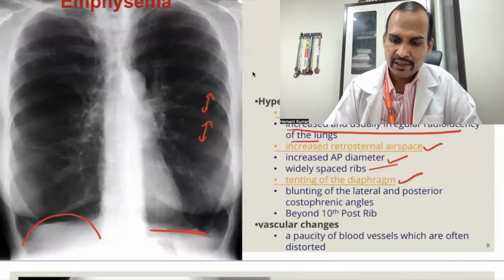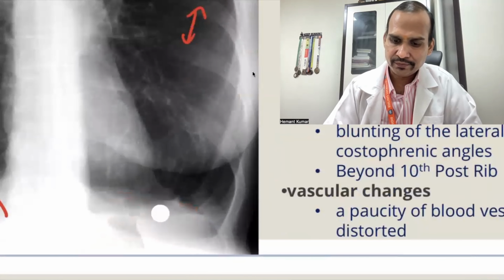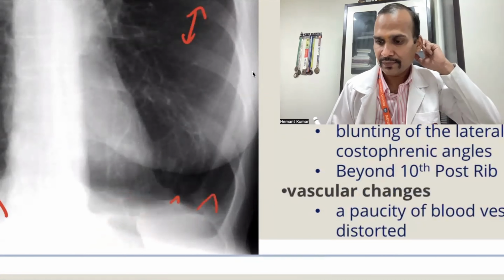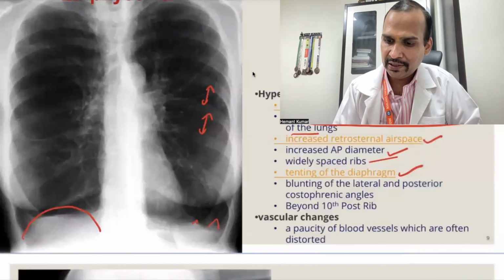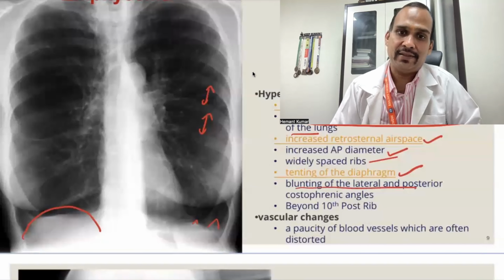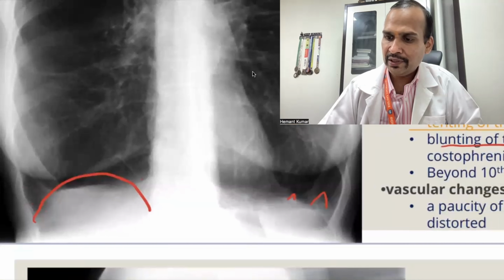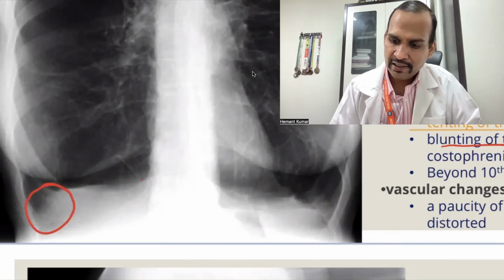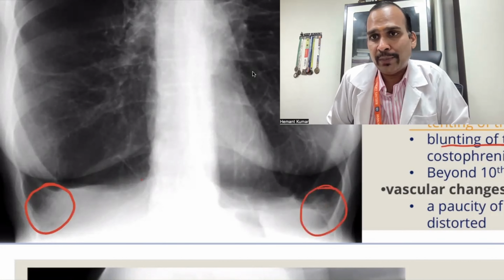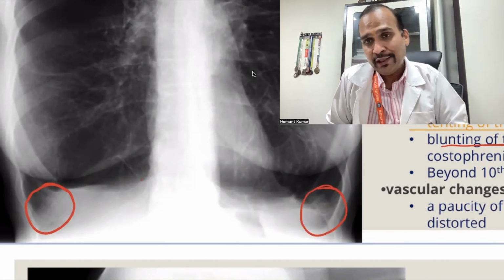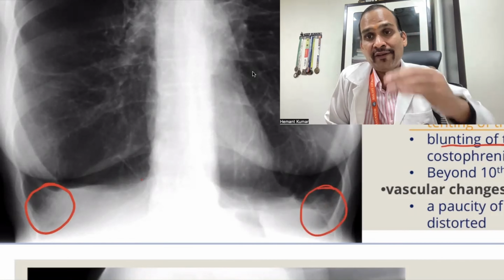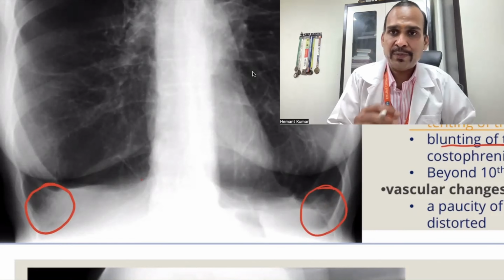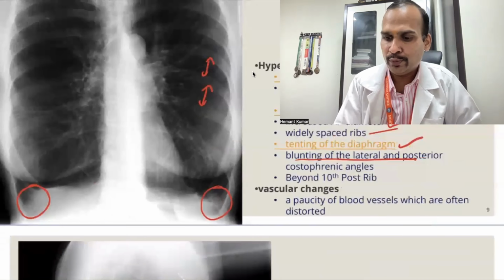Tenting of the diaphragm. Can you appreciate this? This is small. This is tenting of the diaphragm. Another thing you can appreciate is blunting of the CP angle. In this X-ray, you can appreciate the right CP angle and left CP angle. Both are blunt, but there is no pleural effusion. So this is pseudo blunting because of emphysema. Because of emphysema, the diaphragm is compressed downwards and the CP angle looks blunt, but there is no pleural effusion.